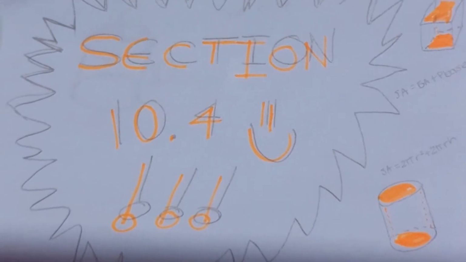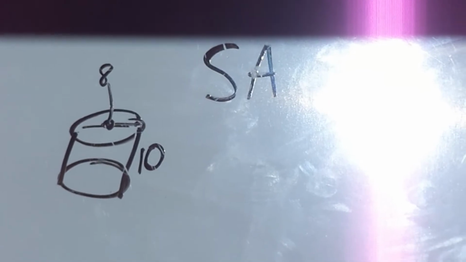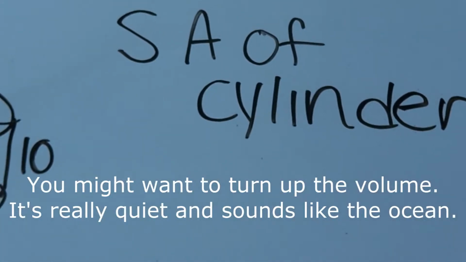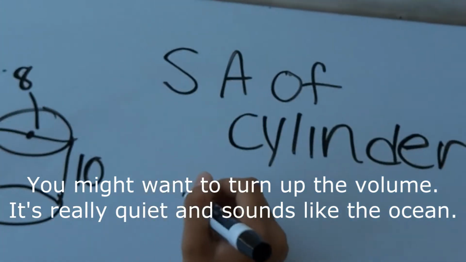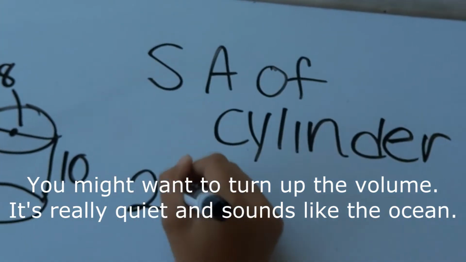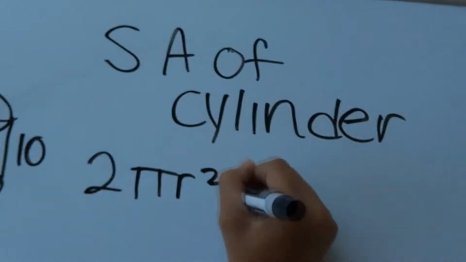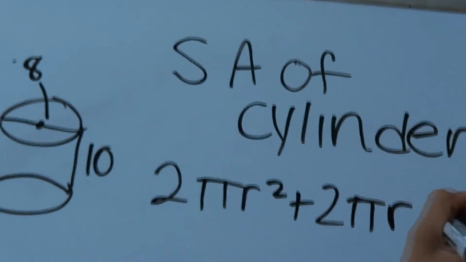Now, let's see some math problems. 10.4, the surface area of a cylinder. First, we have to write down the formula. The formula is 2 pi r squared plus 2 pi r height.